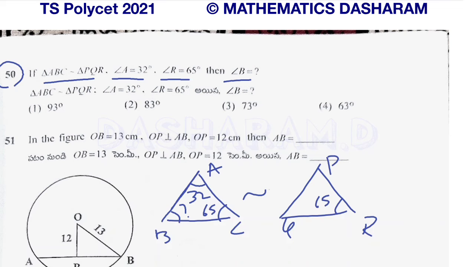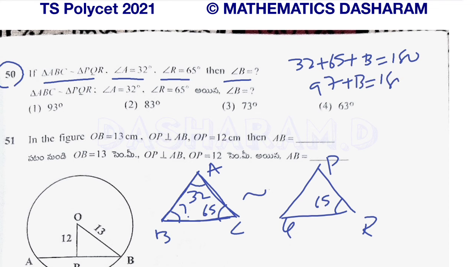Now here to get the angle B use angle sum property. What is that angle sum property? 32 plus 65 plus angle B equal to 180. 5 plus 2 is 7, 97 plus angle B equals to 180. Then B equal to 180 minus 97. So 180 minus 97 is 83 degrees. So angle B 83, option 2 correct.